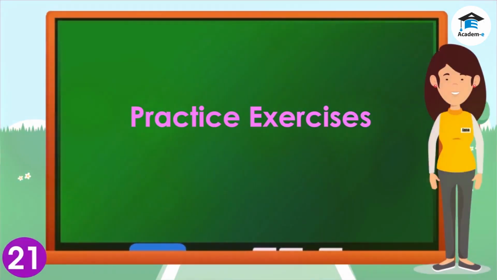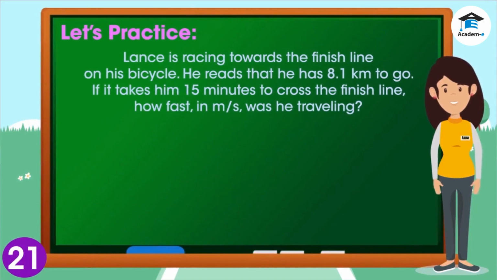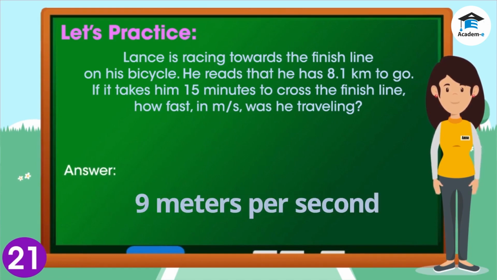Let's practice. Lance is racing towards the finish line on his bicycle. He reads that he has 8.1 kilometers to go. If it takes him 15 minutes to cross the finish line, how fast, in meters per second, was he traveling? Answer: 9 meters per second.